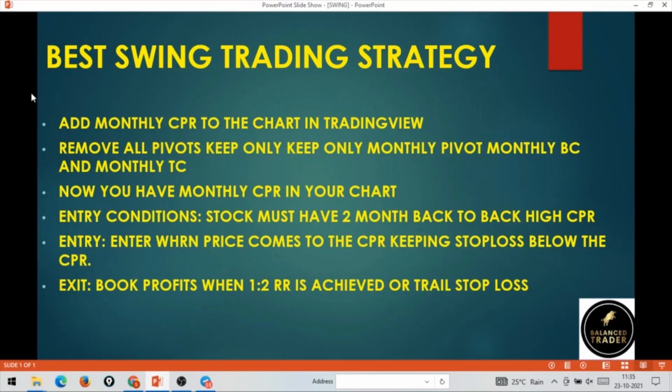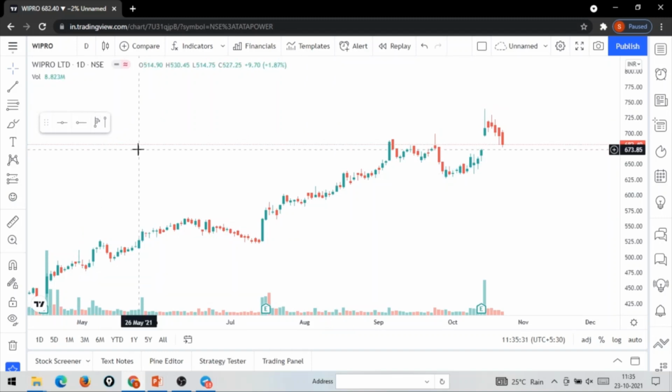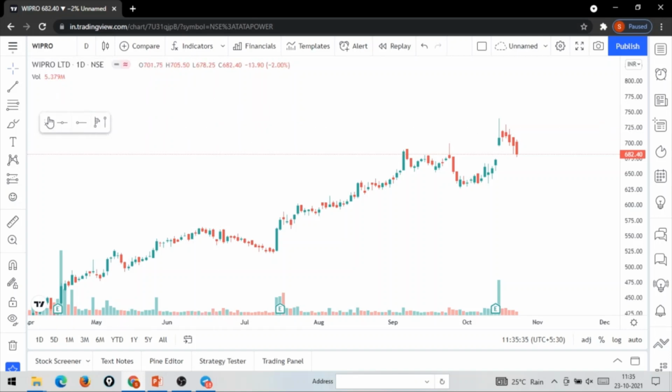Traders, this is the swing trading strategy. The first point is to add monthly CPR to the chart in TradingView. So how to add monthly CPR in the TradingView chart? First you have to open any stock. I have opened the Wipro stock, and it looks like this.